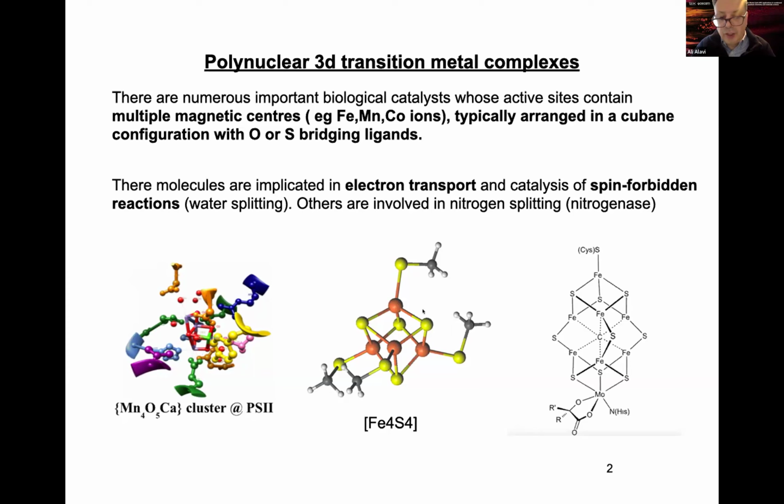So in biology, there are examples. There are iron-sulfur complexes. There are manganese-oxygen complexes in photosystem 2. In nitrogenase, you have this very large complex, FeMoco, and so on. It's interesting that these molecules are implicated in biology, both in electron transport, so electrons can hop on and off these systems, as well as in catalysis of spin-forbidden reactions, such as water splitting.